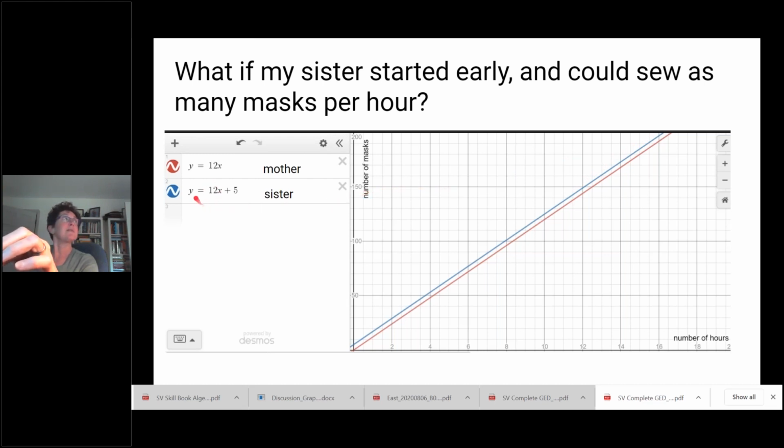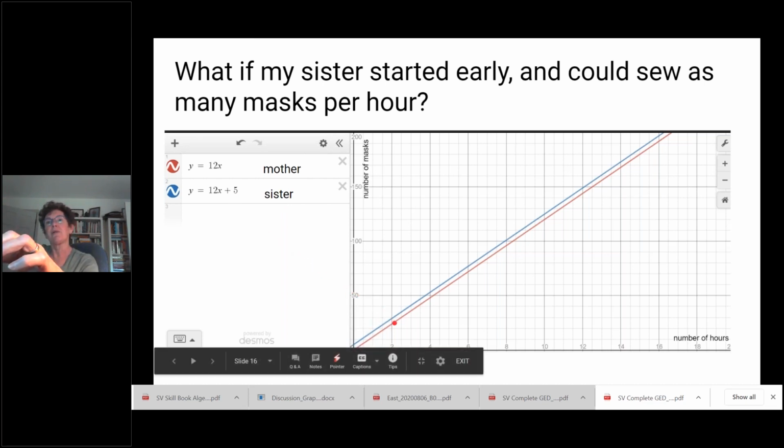Why is that true? Because their slope, the rate of change, is the same. The slope of 12 and 12 means they're the same. So no matter how many hours they sew, if their rate of change, their rate of mask creation stays 12, my sister will always be ahead by 5 masks. That tells you that these two lines are parallel. Lines that have the same slope are parallel. They will never intersect, no matter how far we take this out, how many hours they sew.